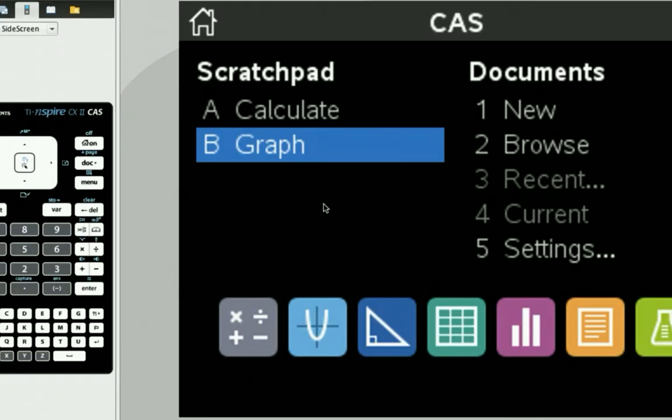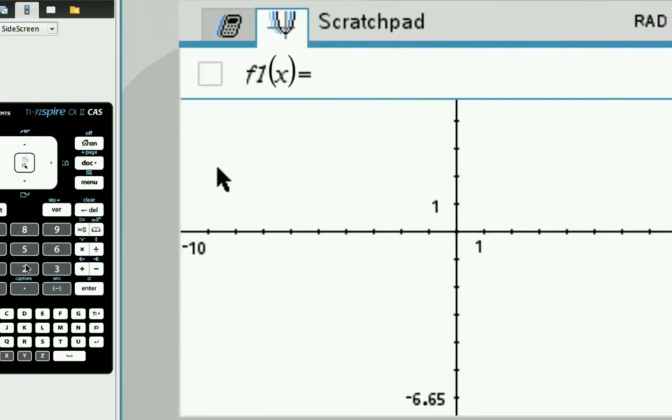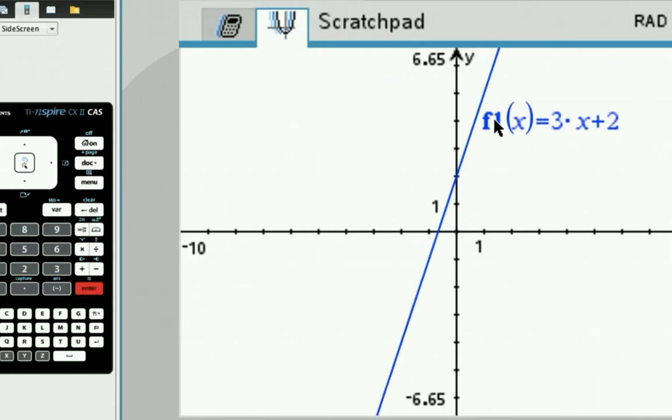Okay, this is how you graph a circle. So I'm going to do a scratch pad, and I don't want to calculate anything, I want to do a graph. So I'm going to press the letter B, and there's a graph, and you can see it comes up with f1 of x. This is kind of like a function. Now if you wanted to do a graph of y equals 3x plus 2, that'd be a straight line. That's what it looks like. But that's not what I want.